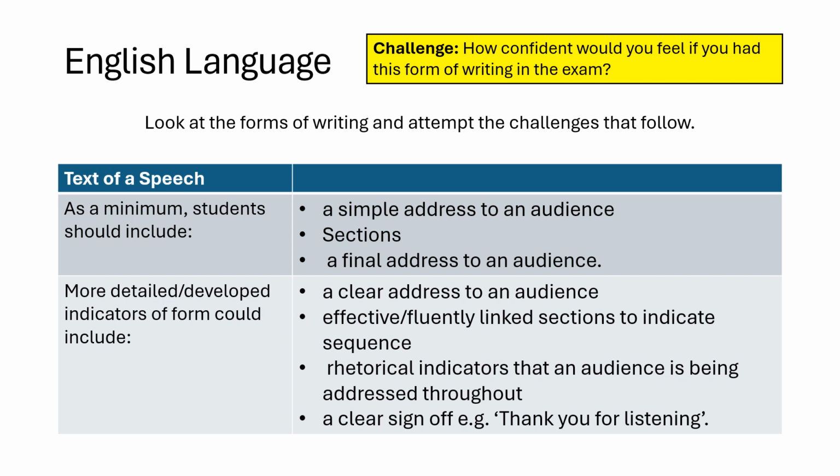So you should be making sure that you're using a lot of your DAFOREST techniques, your direct address, rhetorical questions, and things like that to make sure you're actually aware of who you're aiming this speech towards. So we need to have a clear address to the audience, effectively fluently linked sections, rhetorical indicators, so rhetorical questions, and a clear sign off. So, thank you for listening.